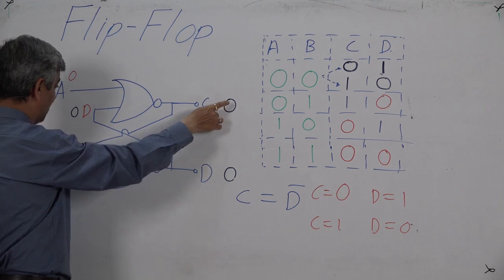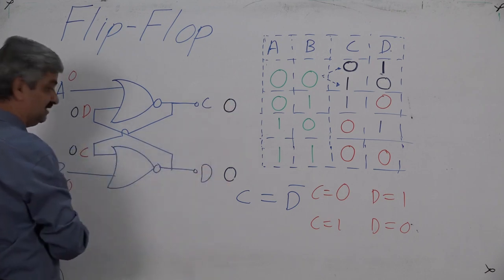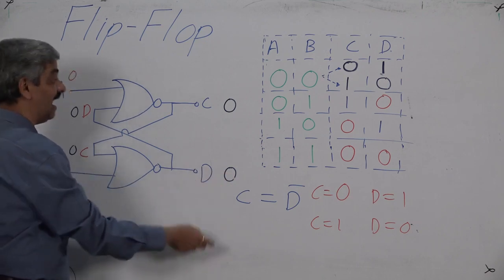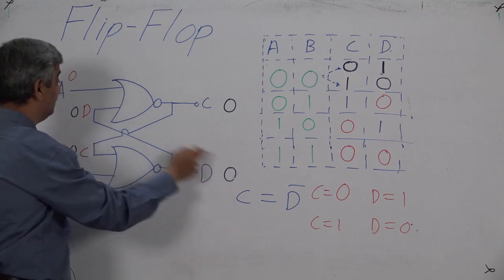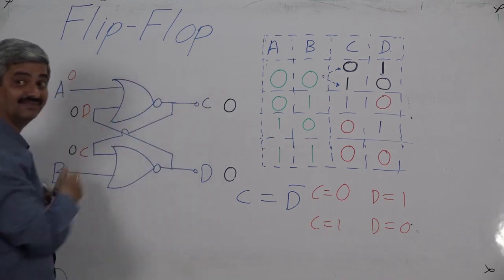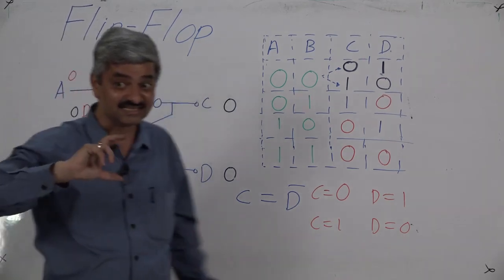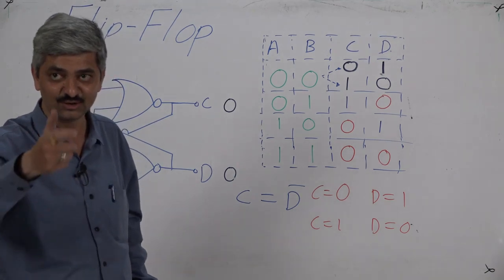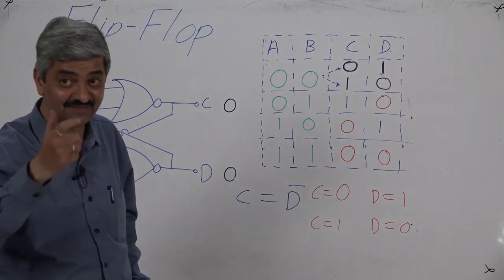C 0 will try to make D 1. Why? Because B is 0. C 0 will try to make D 1. And what does D equal to 0 do? D equal to 0 will try to make C 1. See now, it is a self-destroying state. The 0, 0 state is self-destroying.